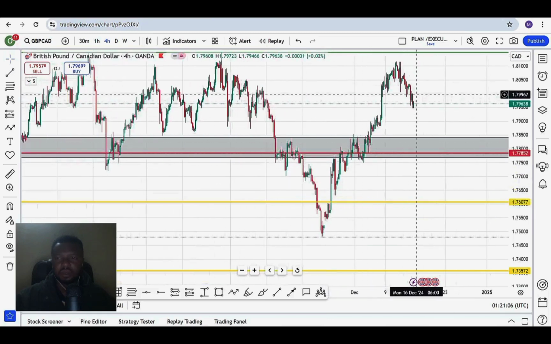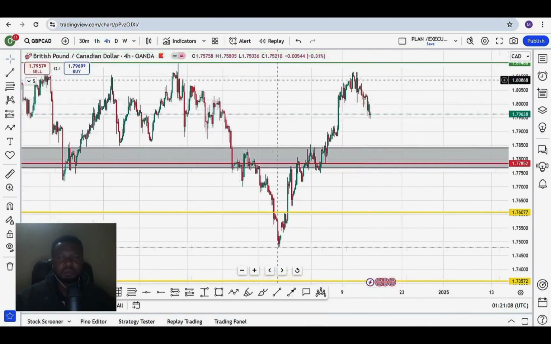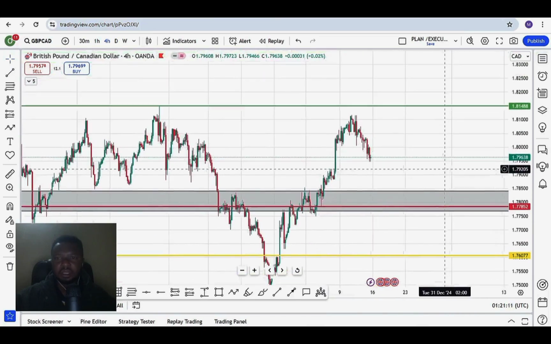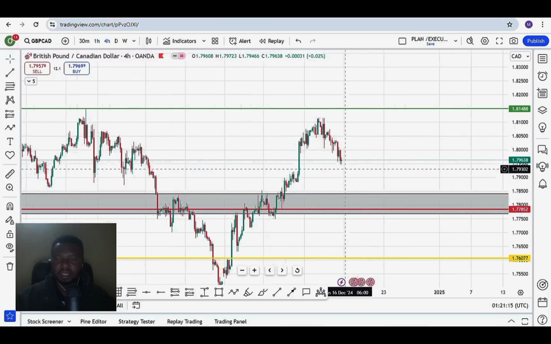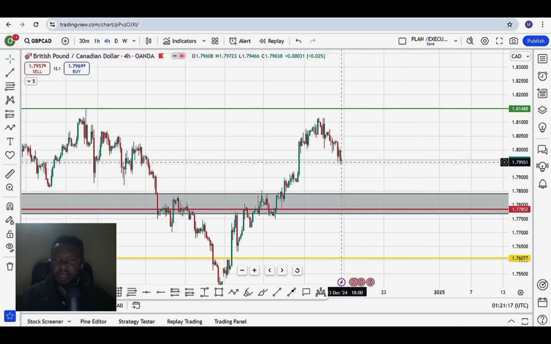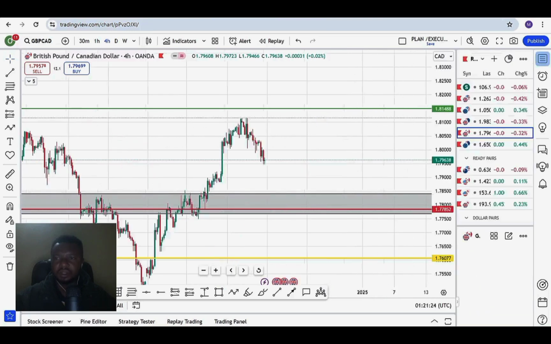So this zone is going to be a very vital zone for me to participate in this market. So I'm keeping my fingers crossed on GBP CAD. GBP CAD is a very nice trending pair. I like the pair, it trends really well. So I hope that price is going to give us a shift in market structure from this zone and start trending to the upside.